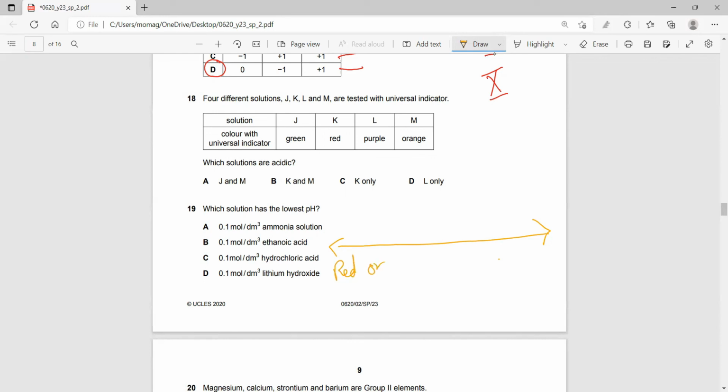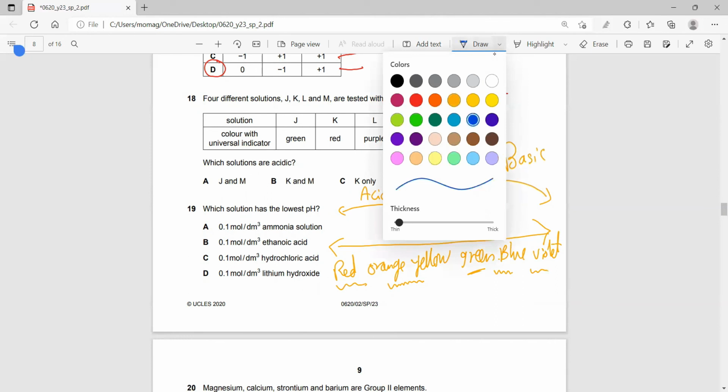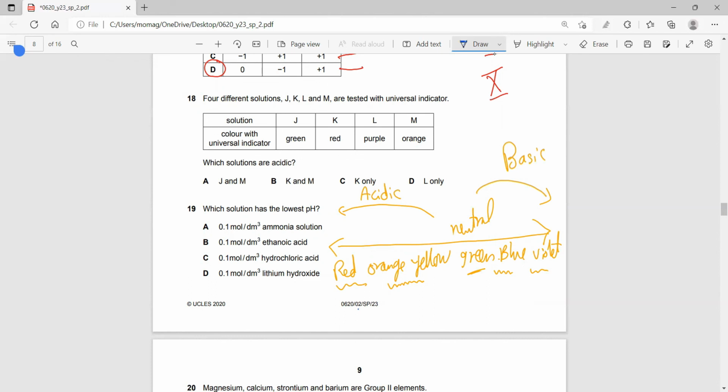Green is neutral. Anything to the right hand side is basic. Anything to the left hand side is acidic. Here, strong acids, weak acids. Here, weak bases and strong bases. As I have just briefly said, we will go into further details later on, inshallah. Here, we need which solutions are acidic. So we need anything in this category to be either red or orange or yellow. Green is wrong, of course. So we need red and orange. So K and M is B.